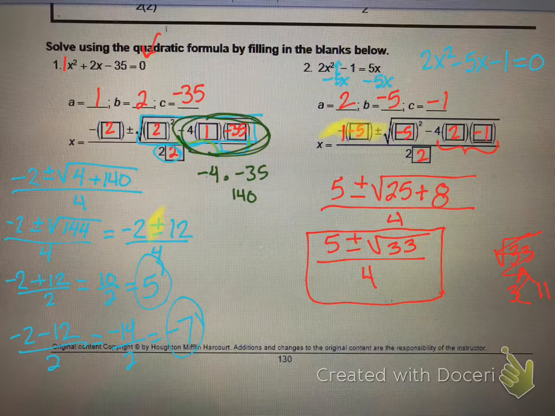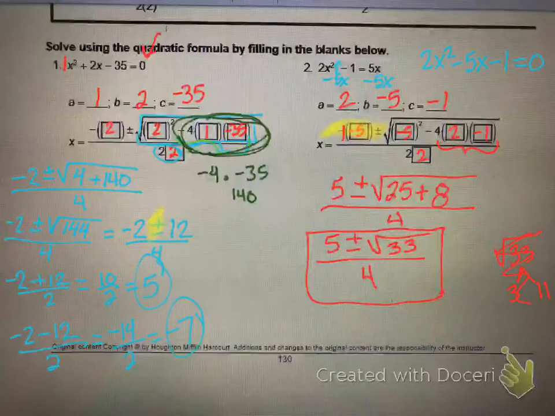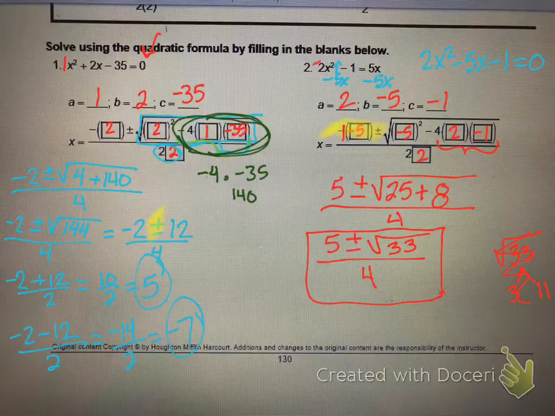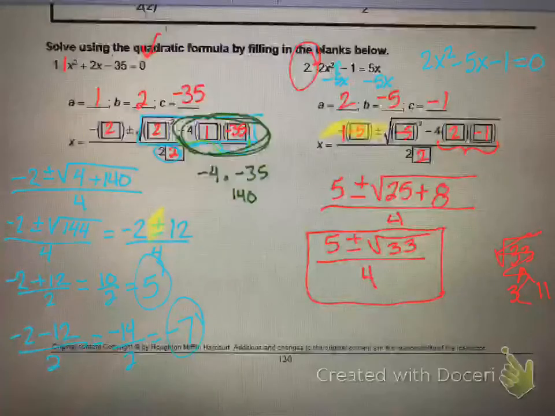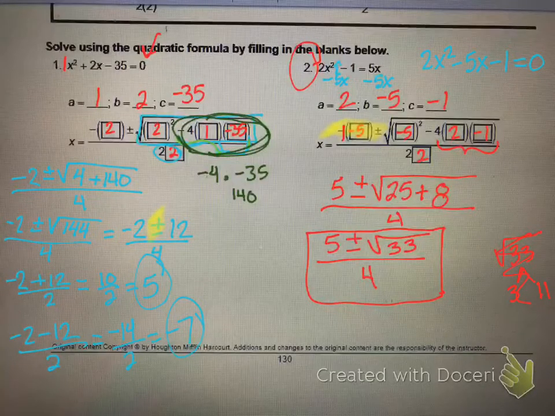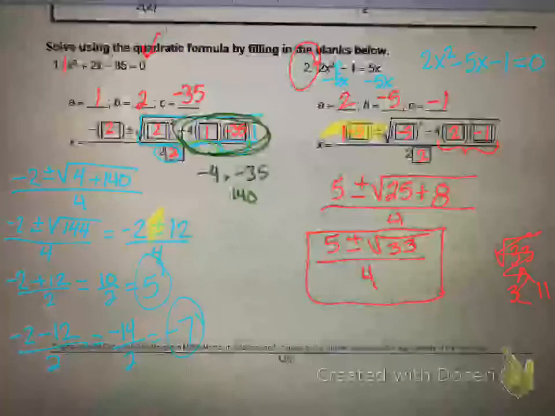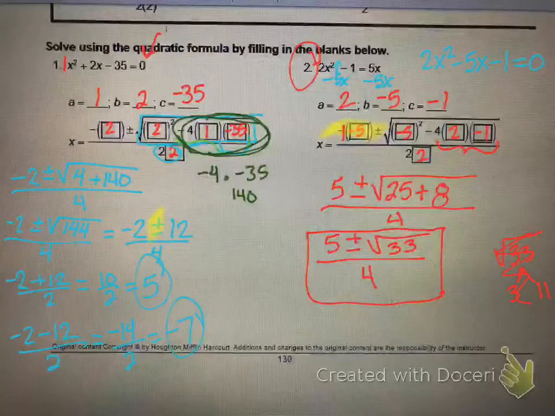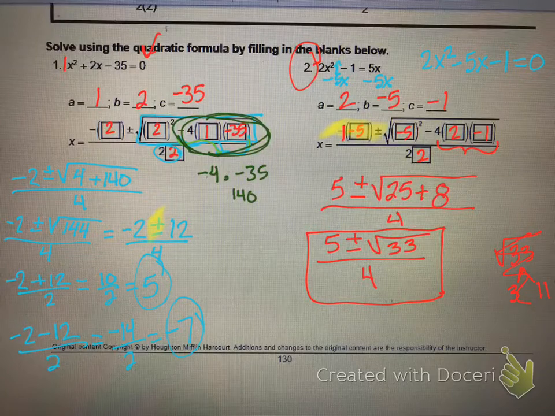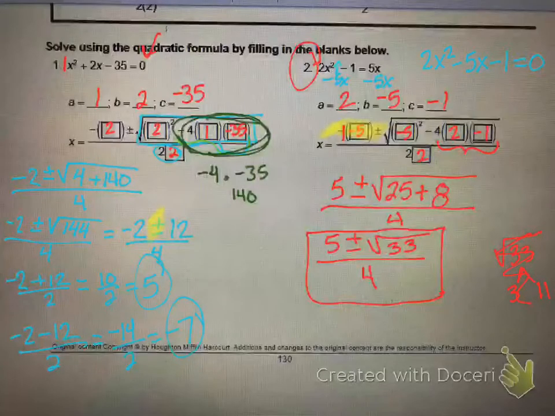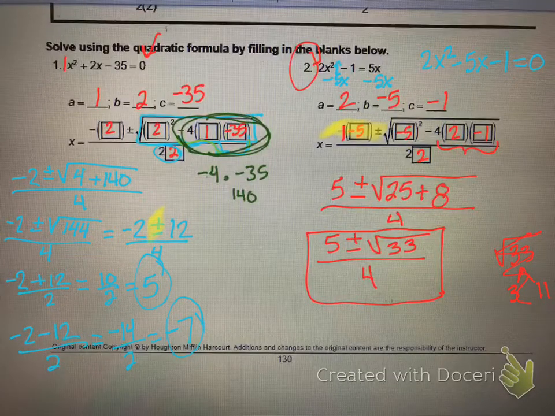So I want you guys to try the next 2 on your own. Make sure you're changing them to standard form, like I did with number 2, if it's not in standard form already. And then when you're solving with the quadratic formula, always simplify what's inside your square root sign first before doing anything else. And if you guys have any questions, feel free to email me.